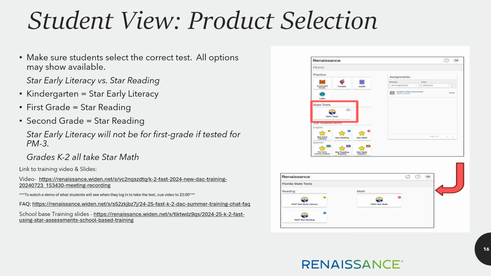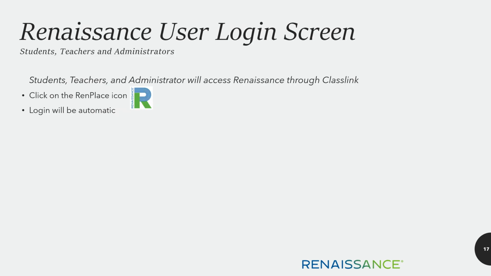Just a reminder to first grade teachers, please look carefully at the data. If a student scored in kindergarten an 852 as their scale score or higher, they will not take STAR Early Literacy. They will take STAR Reading. A list of those students will be sent to you from your MTSS coach. Teachers, please take note of the icon to access RenPlace.